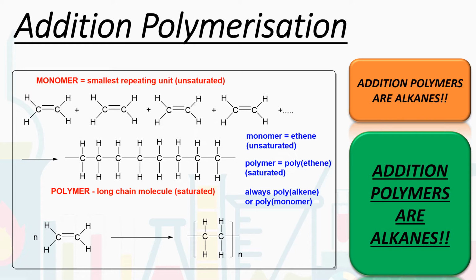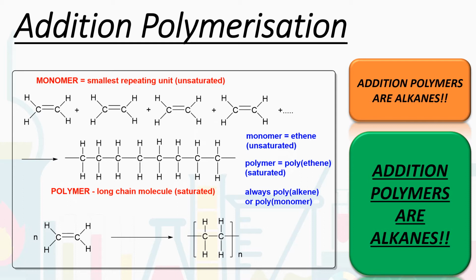Now in this type of polymerization we have something called a monomer, which is the smallest repeating unit, in this case the unsaturated unit of the alkene, and we have lots and lots of these alkene molecules, in this case ethene, being added together. And essentially what happens is you can imagine the double bond kind of gets cracked open, split open, and it ends up forming this long chain molecule, which is the polymer.